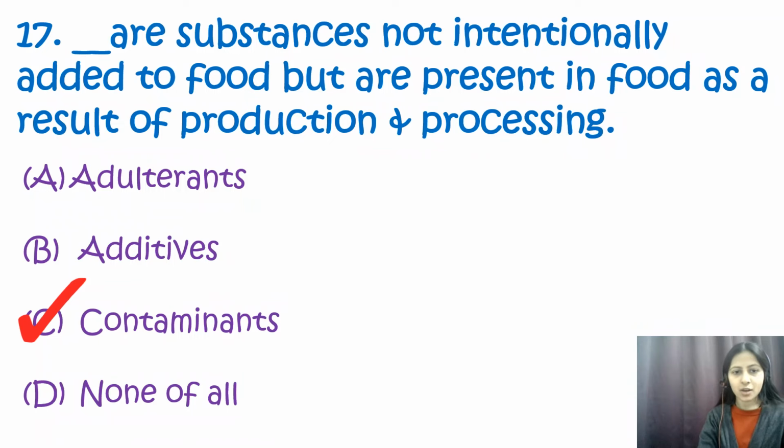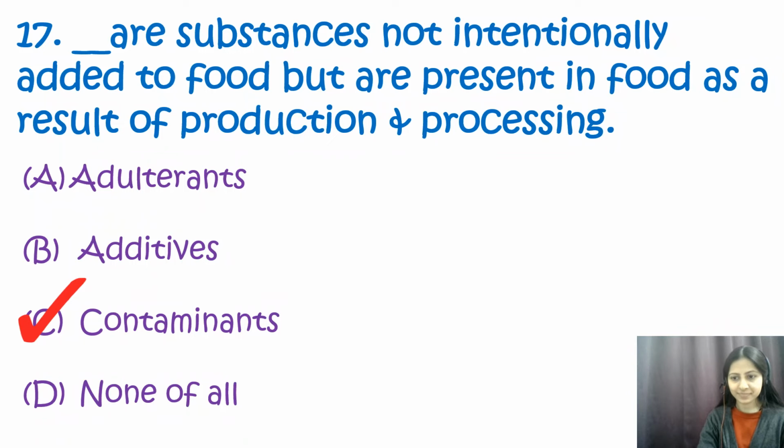Whereas what does the term adulterant refer to? These are the substances which are intentionally added to the food products. This can be to increase the quality of the food product or to decrease the quality of the food product. Whereas additives are the substances which are added intentionally to the food to improve its taste, texture, or preservation qualities. And contaminants, we know, are not intentionally added to the food products. So number C is the correct option.